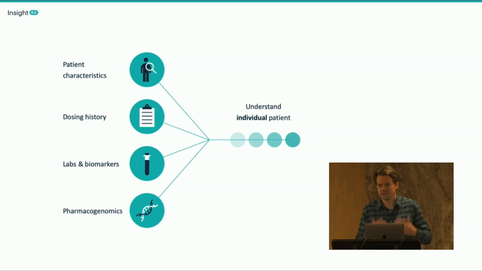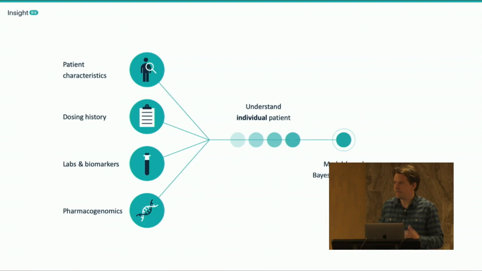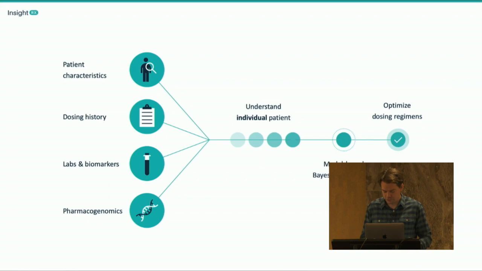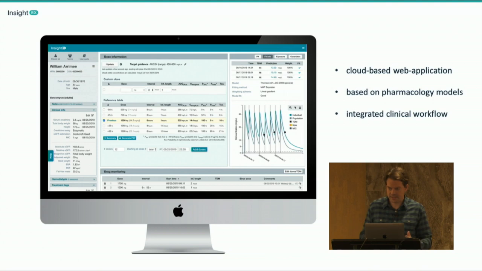And we use that data to update the pharmacology models that we use, and we use Bayesian updating to get to the optimal choice for you as an individual. Now, we wrap this framework in a cloud-based web application, based again on those pharmacology models. So it's not like a machine learning black box where we don't know what's going on. This is all grounded in pharmacology. The last thing I want to highlight is that it's integrated into the clinical workflow. The intended users will mostly be pharmacists, but we also have a few doctors using the platform.